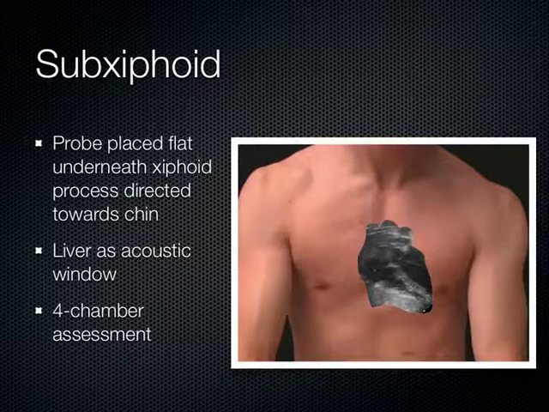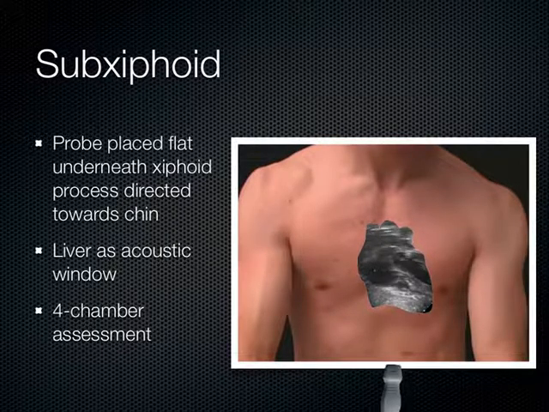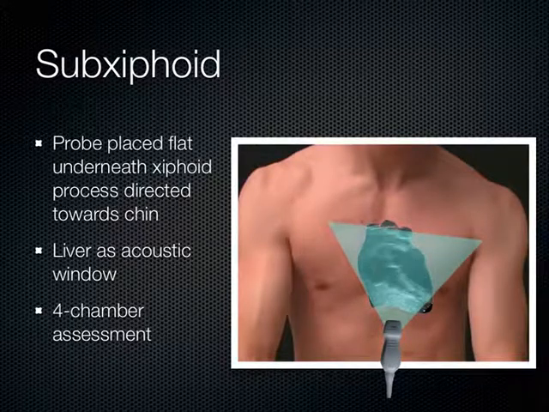Now, moving on to the other view of the heart, the subxiphoid view, the probe will be placed flat just underneath the xiphoid process, and looking up towards the chin, we'll be able to use the liver as our window to get a good four-chambered assessment of the heart.